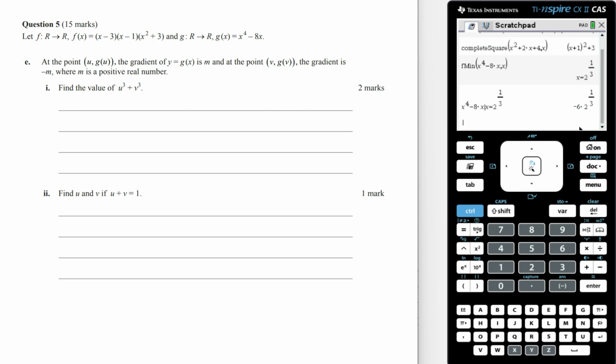Reading the question, we've got at the point u, g of u, the gradient of y equals g of x is m, and at the point v, g of v, the gradient is minus m, where m is a positive real number. Part 1. Find the value of u cubed plus v cubed.